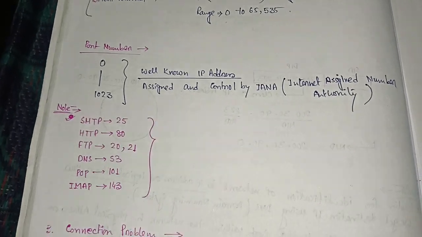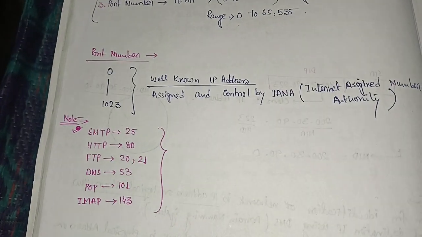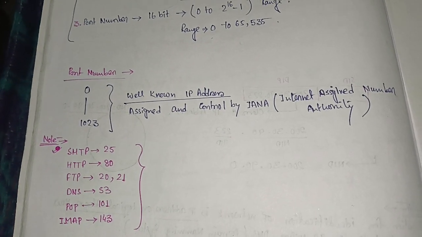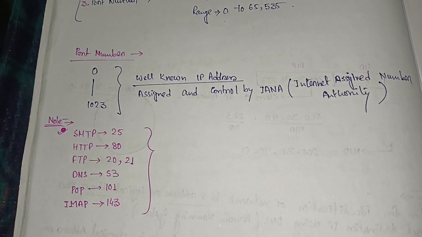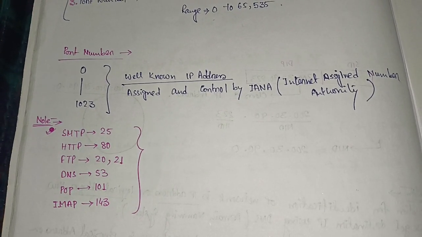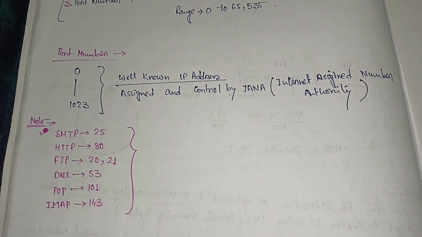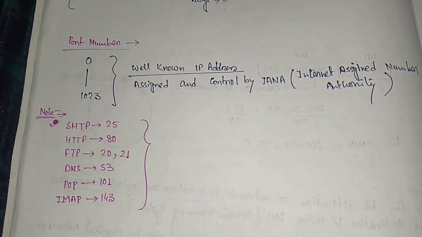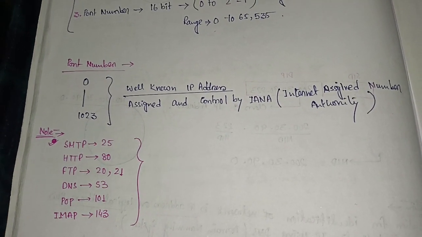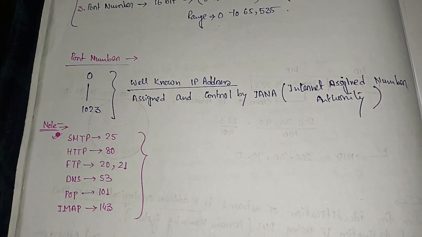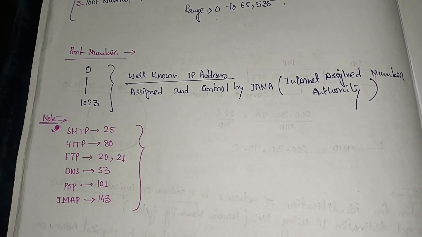For the port number, some well-known port numbers are assigned, in the range 0 to 1023. SMTP is 25, HTTP is 80, HTTPS is 443, FTP is 20 and 21, DNS is 53, POP, the post office protocol, is 110, and IMAP is 143. These are the well-known port numbers, controlled by the Internet Assigned Numbers Authority. We will discuss this later in the application layer.